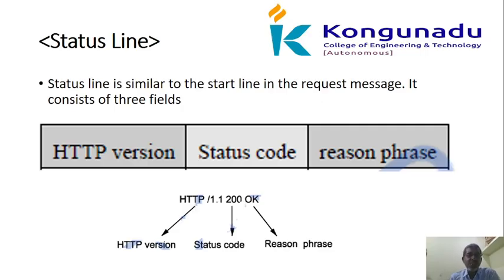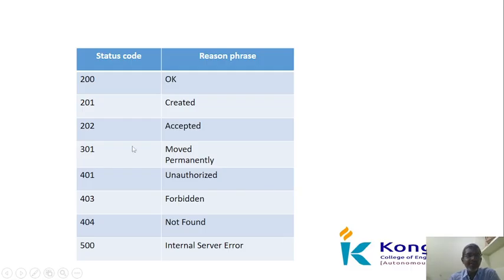So HTTP 1.1, a recent version, has been given. The HTTP version is given, the status code we can see in the next slide, and then the reason phrase, what is the reason for this code. In the next slide we can go for this one. So the status code 200 means the reason phrase is OK.